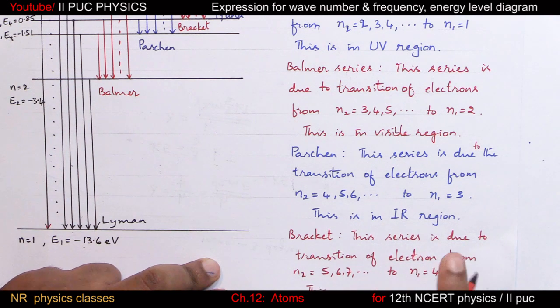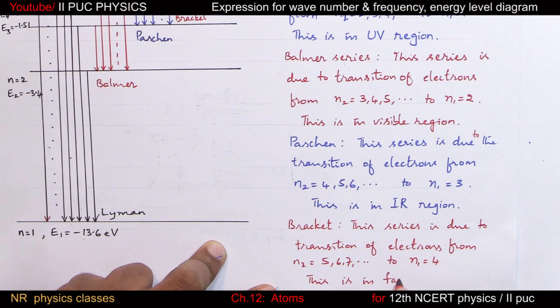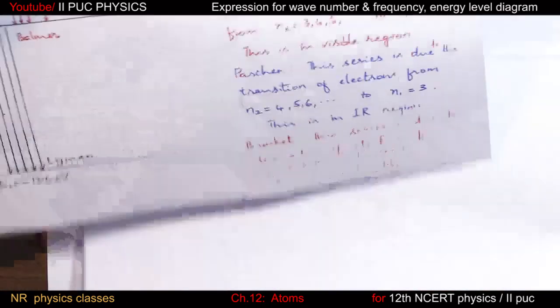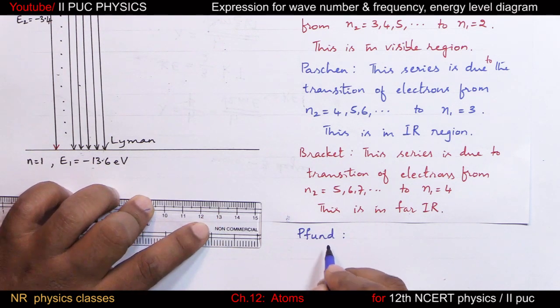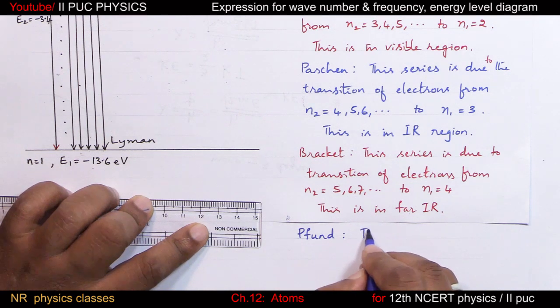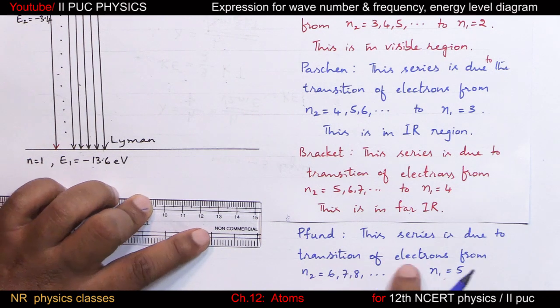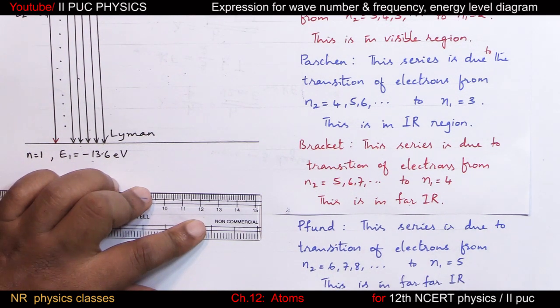Brackett series is due to transition of electrons from higher energy states 5, 6, 7 to n equal to 4. This is in the IR region. Pfund series is due to transition of electrons from 6, 7, 8 to n equal to 5. This is in the far IR region of the electromagnetic spectrum.